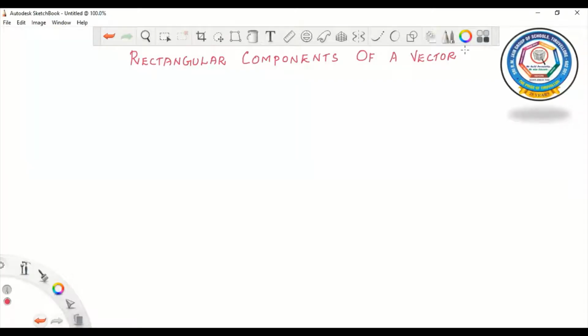Today, let us discuss rectangular components of a vector. First, let me explain what I mean by rectangular components of a vector. When a vector is resolved along two mutually perpendicular directions, the components obtained are called rectangular components of the given vector.